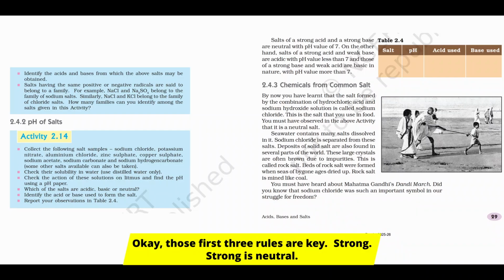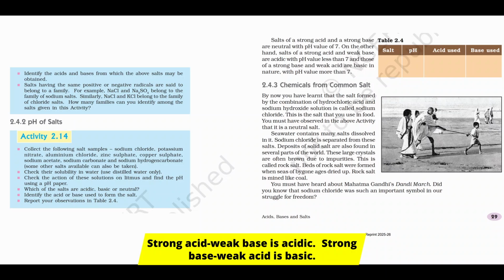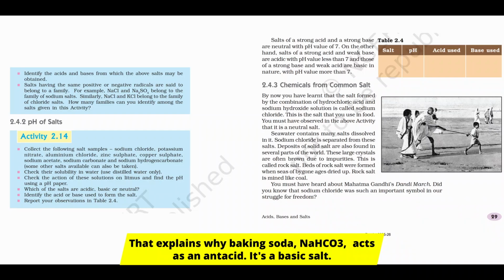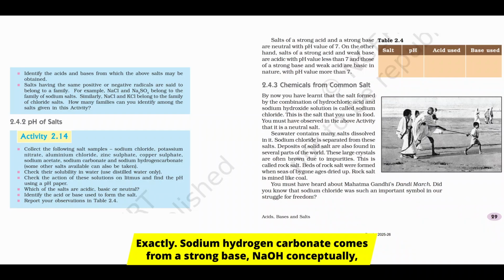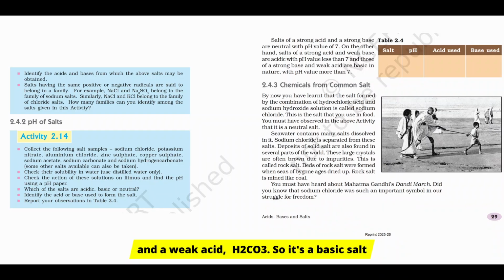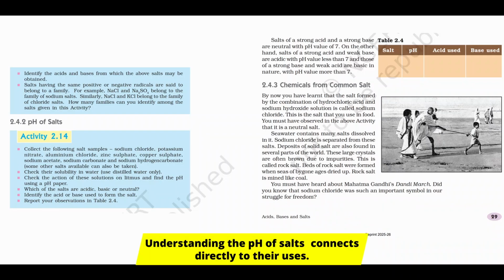Okay, those first 3 rules are key. Strong-strong is neutral. Strong acid weak base is acidic. Strong base weak acid is basic. That explains why baking soda, NaHCO3, acts as an antacid. It's a basic salt. Exactly. Sodium hydrogen carbonate comes from a strong base, NaOH conceptually, and a weak acid, H2CO3. So it's a basic salt capable of neutralizing excess stomach acid. Understanding the pH of salts connects directly to their uses.